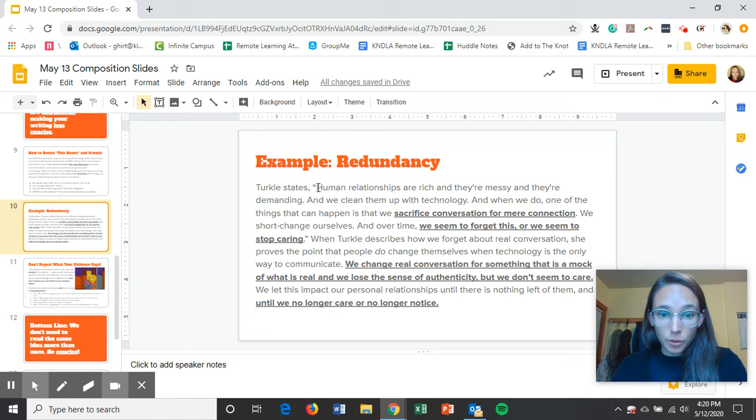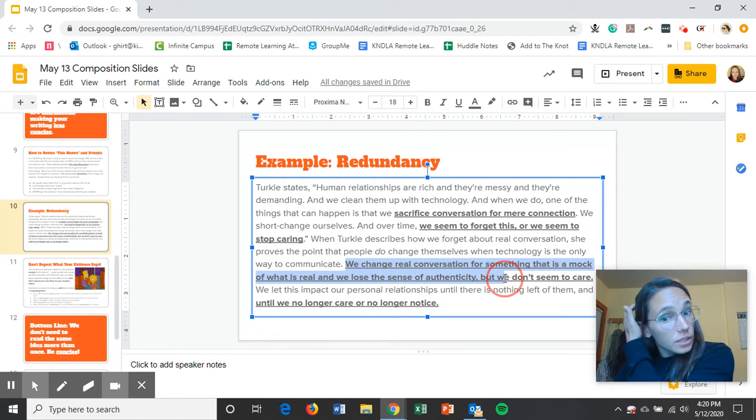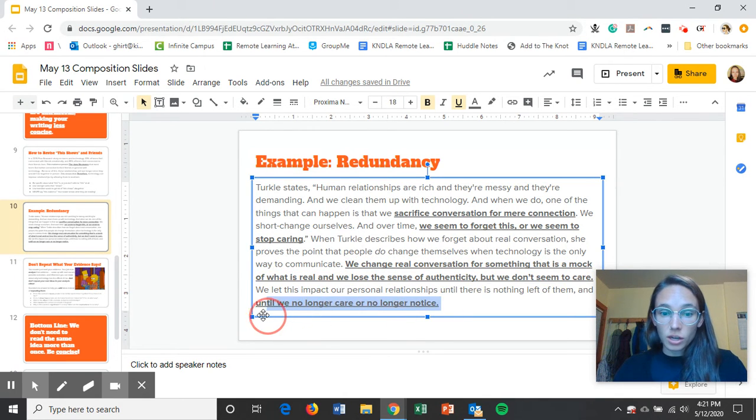So here's an example. This quote from Sherry Turkle: "We sacrifice conversations for mere connections. We seem to forget this, or we seem to stop caring." In this person's analysis, they said, "We change real conversation for something that is a mock of what is real, and we lose the sense of authenticity, but we don't seem to care." Essentially, this person has just put this quote in different words, right? Same thing with the end here: "Until we no longer care or no longer notice. We seem to forget this or seem to stop caring." That's pretty much exactly what Sherry Turkle said.